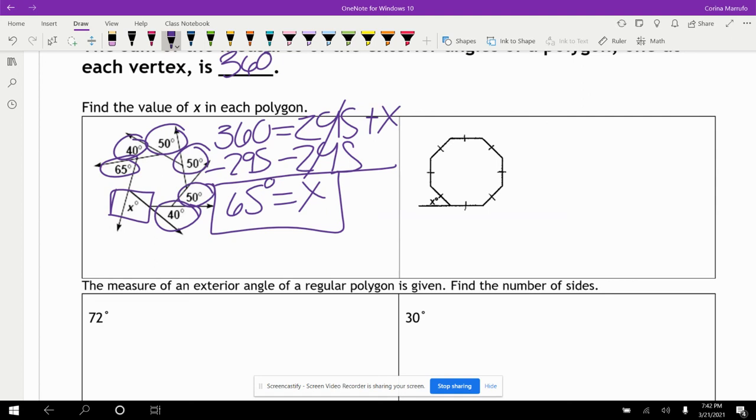Here they want us to find x. So this is a 1, 2, 3, 4, 5, 6, 7, 8. This is an 8-sided figure. It's an octagon. So because all the angles in this exterior angle should add up to 360, if I divide that by 8, that's going to give me each exterior angle because it has 8 sides or 8 exterior angles. So 360 divided by 8, that gives me 45.